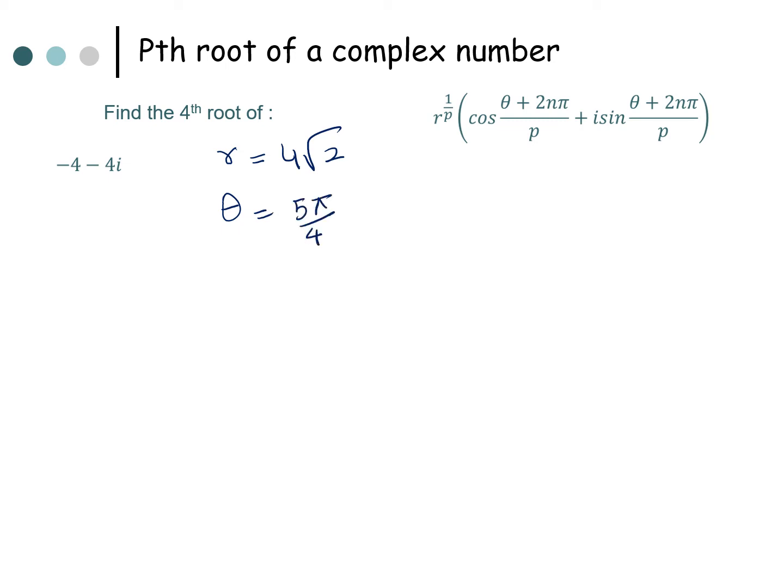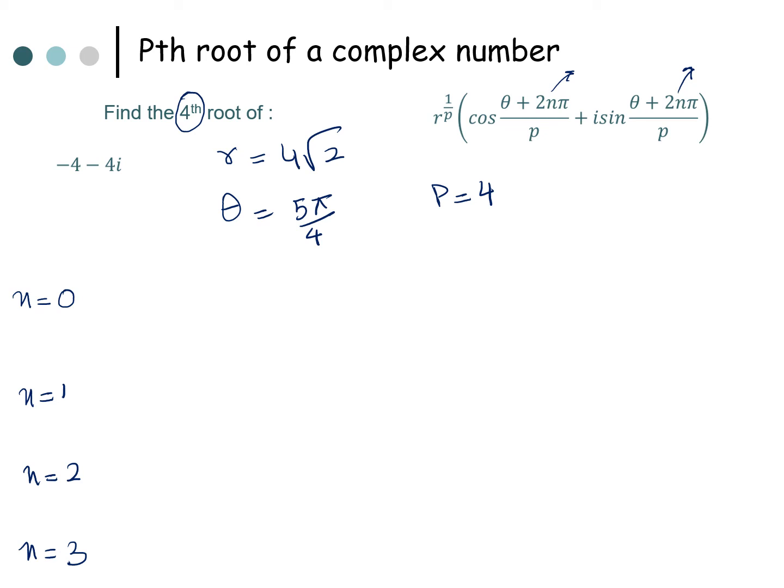Now here you have p. What is p? They are asking us to find the fourth root, so p equals 4. If it were the cube root, p equals 3. If it were the fifth root, p would be 5, and so on. Now what is n in this formula? Since you have to find the fourth root, one time keep n equals 0, one time n equals 1, one time n equals 2, and one time n equals 3. So see, first root, second root, third root and fourth root.